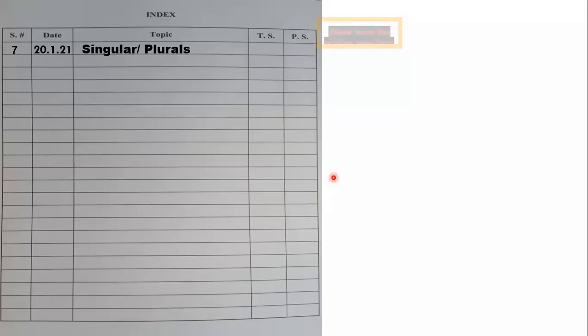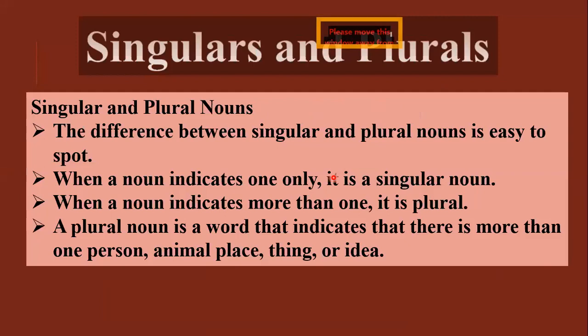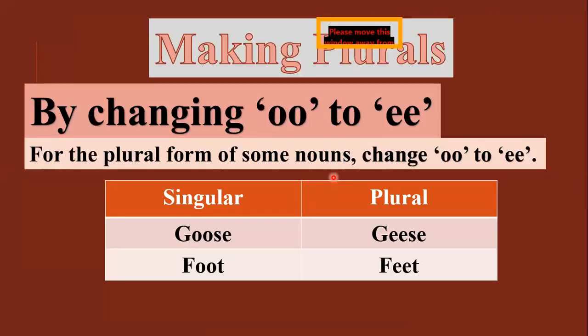Okay, now what I'm doing is I'll be showing you the same slides that we did, and this is the way you're going to go forward. You're going to start from here. You're going to give the heading making plurals, and you're going to write by changing double O to double E. This is going to be your heading. Then you're going to write the sentence under it: for the plural form of some nouns, change double O to double E. You're going to make this column. You're going to put these two examples over there, and then you're going to move forward.